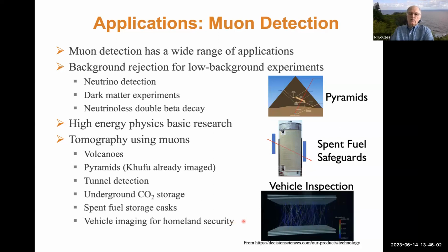The reason for that one is that muons are scattered most highly by high Z materials. And so it's easy to detect special nuclear materials in the presence of other materials. Shown here is a picture from Decision Sciences of a large muon detector system that you could actually drive a truck through that they built.